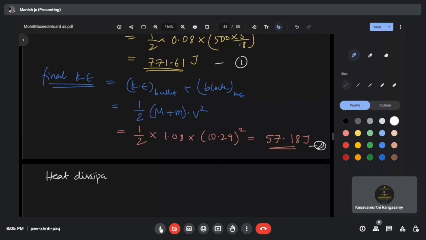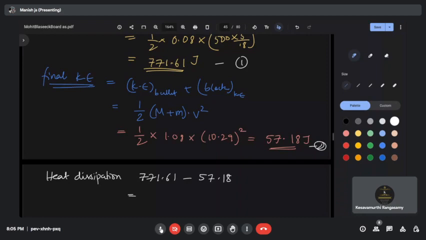We need not require the block value. We need only the bullet's heat, so we are going to remove it. So 771.61 minus 57.18. Just go for a subtraction. That would give you the heat dissipation.